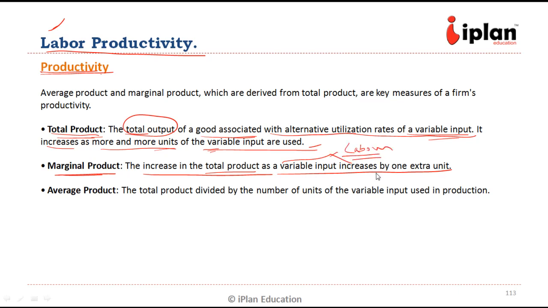So if we are hiring 1 extra labor, what is the increase in the total product? How many extra units are we able to produce because of one extra labor? That is called the marginal product of that particular factor. In this case, we are talking about labor. What is the average product? It is the total product divided by the total number of units of the variable input used in the production. It is how many products were produced by how many numbers of labor. In this case, that is called the average product due to that particular factor.